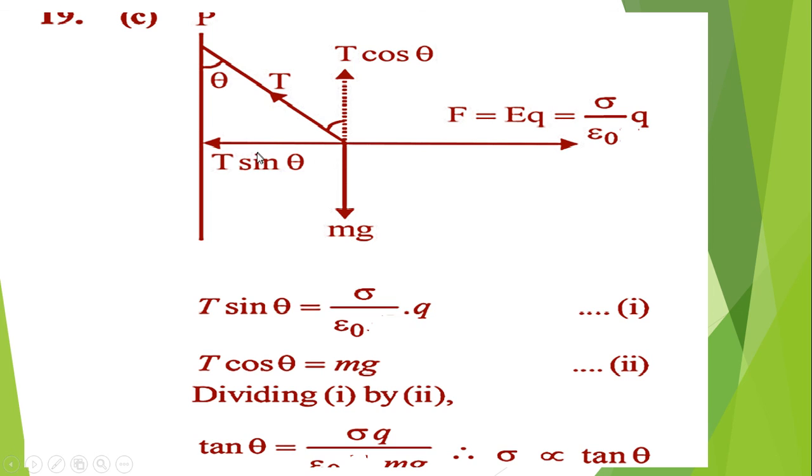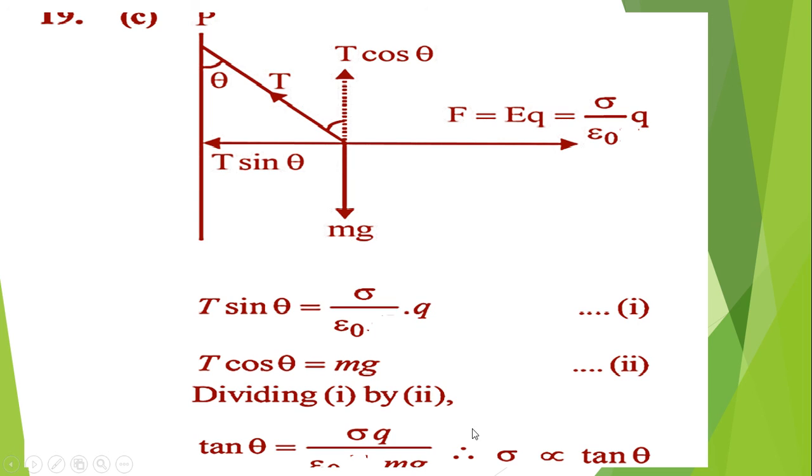Apply the condition for balance. T sin theta is equal to F, the force acting on the charged ball due to the electric field produced by the conducting sheet. So F is equal to sigma by epsilon naught into Q, and T cos theta is equal to the weight of the ball. Dividing the first and second equations, tan theta is equal to sigma Q by epsilon naught m into g.